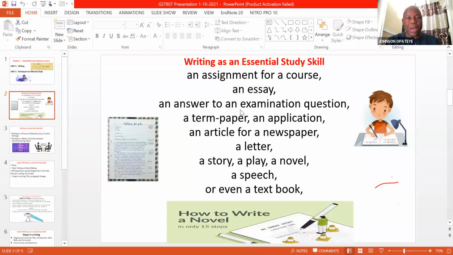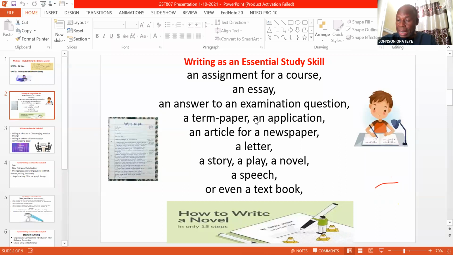So what we are saying is that when you are writing, you can write answers to your examination questions, that is the only way you can respond to the items of the questions that you are asked. You can also write a term paper. You can write an application. You can write an article for a newspaper. You can write a letter. You can write a story. You can write a play. You can write a novel. You can write a speech for presentation. And of course, in your area of learning or specialization, you can write a textbook. The only thing you want to do in writing is to communicate. So we must take note of that.